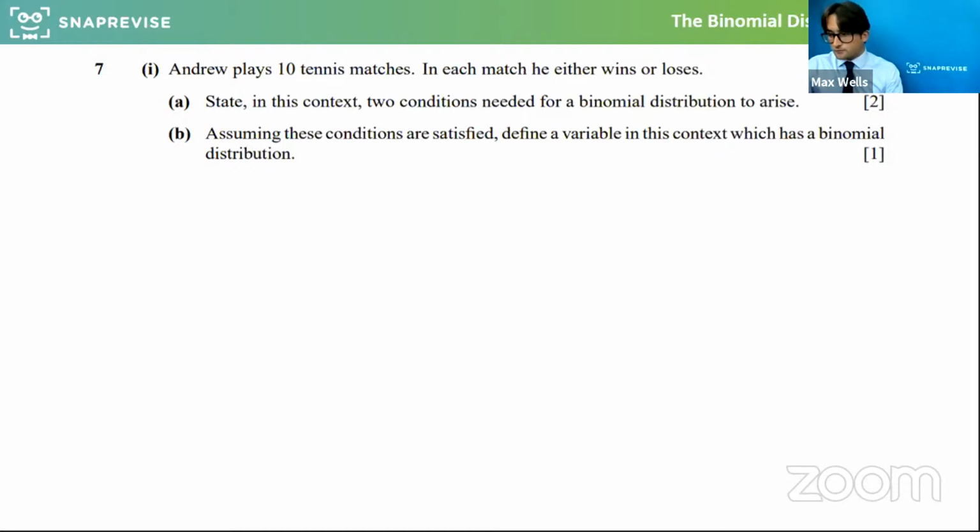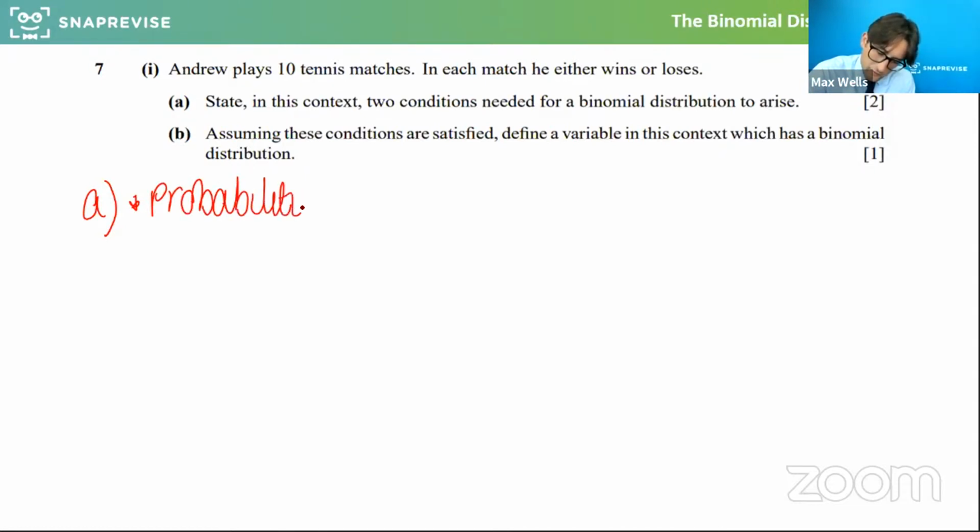Now, again, I wouldn't say he either wins or loses. There's only 2 outcomes because they've told us that. That's not an assumption. They've actually said that explicitly. So that's great. That's one thing ticked off. But in this context, 2 conditions we would have had to have assumed is, again, the probability of winning each match is constant. And this might feel very repetitive or quite straightforward, but probability of winning each match is constant.